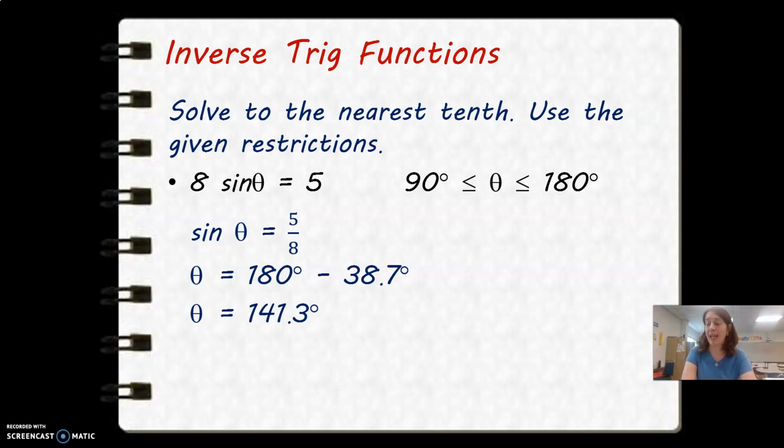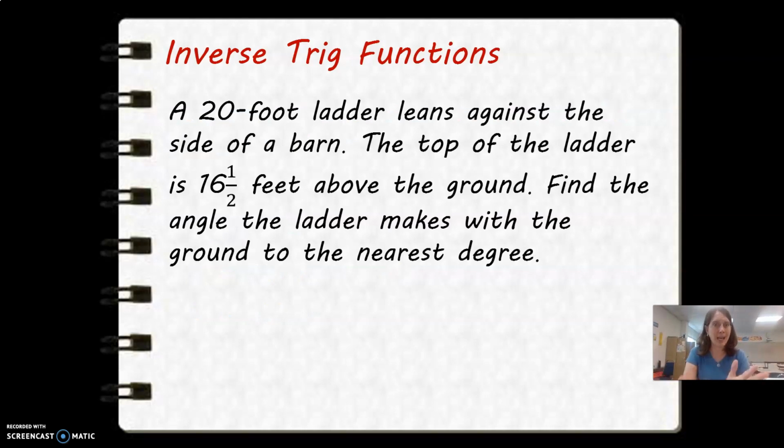Let's finish up with one last question here. This one actually starts in a word problem format. Now, don't let that scare you because it's a word problem. We're going to draw a picture out and we're going to see how we can set up our question. It says a 20-foot ladder leans against the side of a barn. The top of the ladder is 16.5 feet above the ground. Find the angle the ladder makes with the ground to the nearest degree.